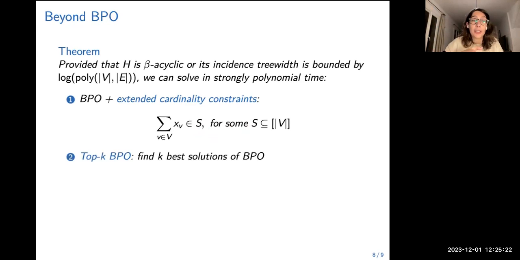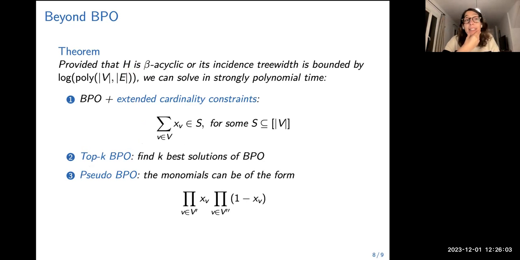The second extension is top-K BPO. Here we don't only want to find one optimal solution, but we want to find the K best optimal solutions of BPO. Regarding this top-K, as far as we know, there were no known results about tractability before. There were a few dealing only with the regular cardinality constraints and with a very restricted type of hypergraphs, but well, this contains all of them. And with the extended cardinality constraints, we didn't know of any before.